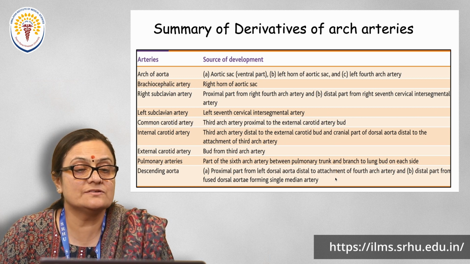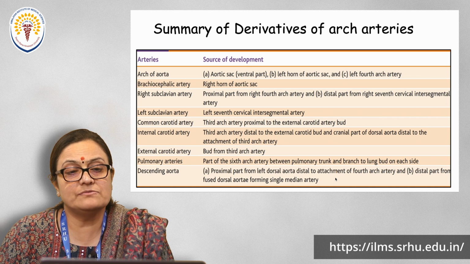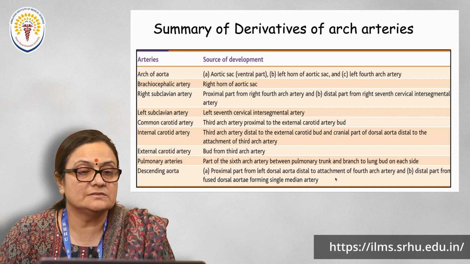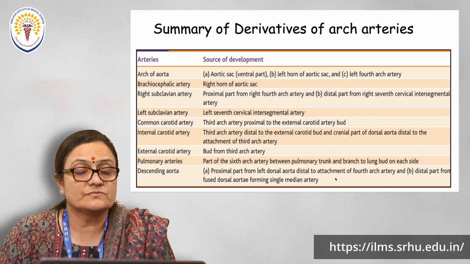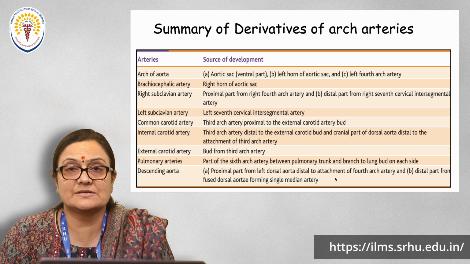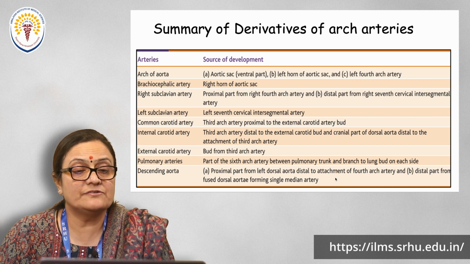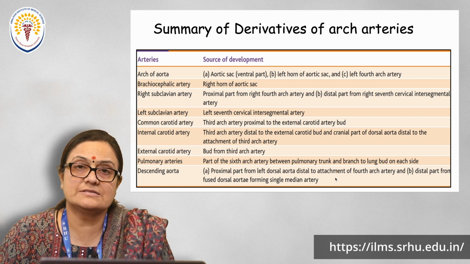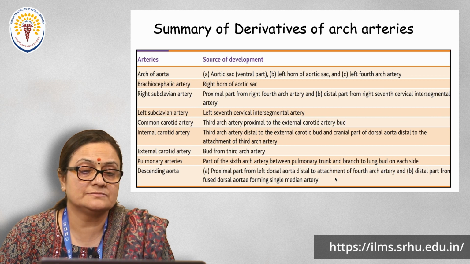Now, coming to the brachiocephalic artery, we know there is only one, so the right horn of the aortic sac. Right subclavian artery, the proximal part from the right fourth arch artery and the distal part from the right 7th cervical intersegmental artery, but the left one only from the left 7th cervical intersegmental artery.